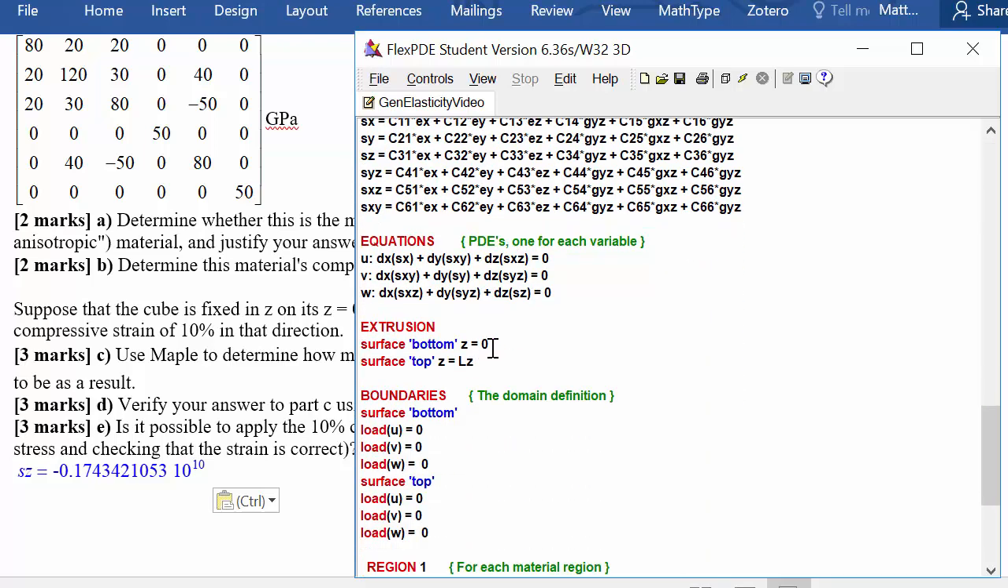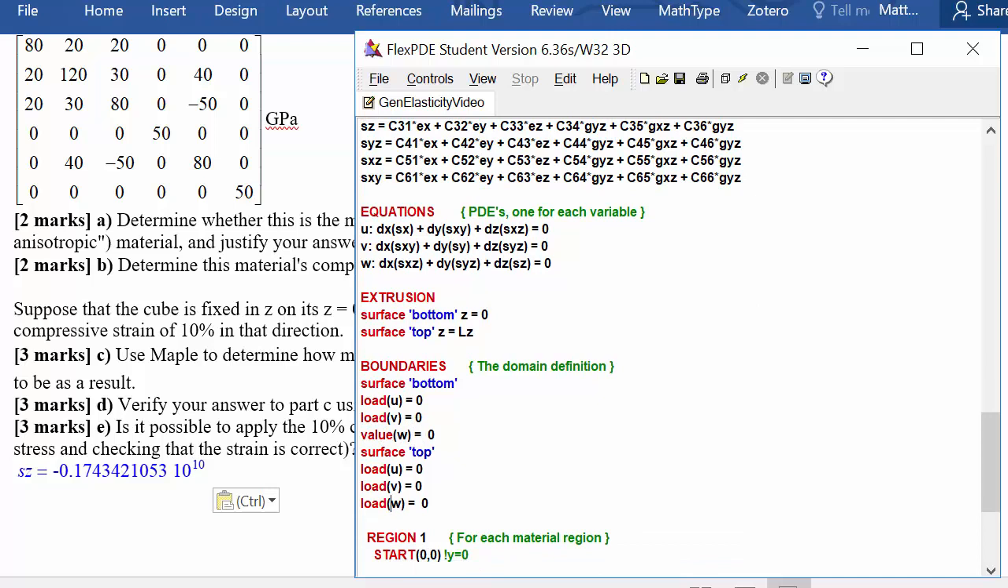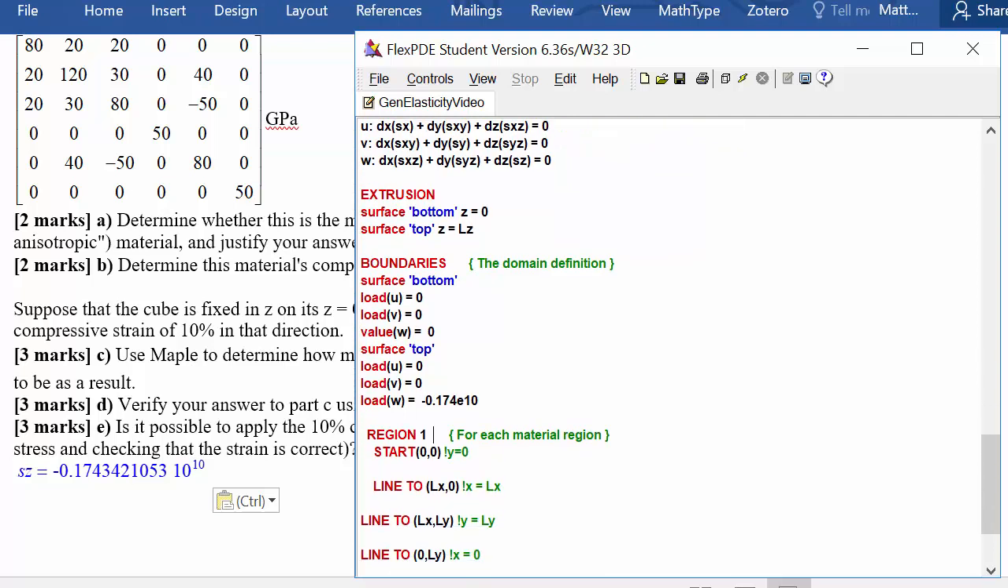So what do we need? We need that the bottom surface is fixed in Z. So we're going to set that to a value in Z boundary condition, and the top surface has a load of negative 0.174 E10. Okay, or negative 1.74 E9 pascals.